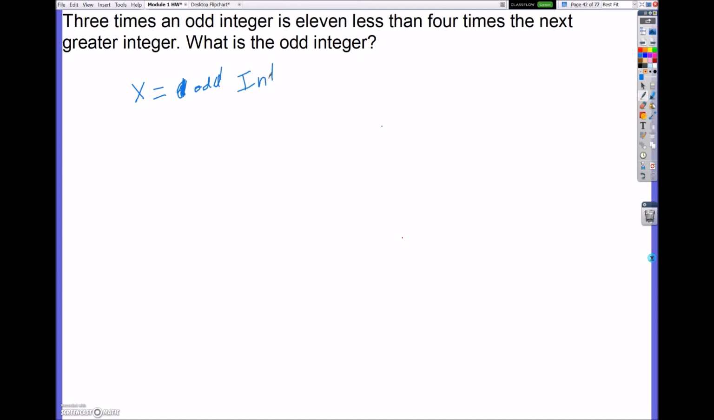And I know it's odd because I am defining it as odd, therefore it is. So now it says 3 times an odd integer is 11 less than 4 times the next greater integer. So let's go ahead and see how we would set that up. Okay, and it says the next integer will be 1 greater than that. So x plus 1 is the next greater integer.